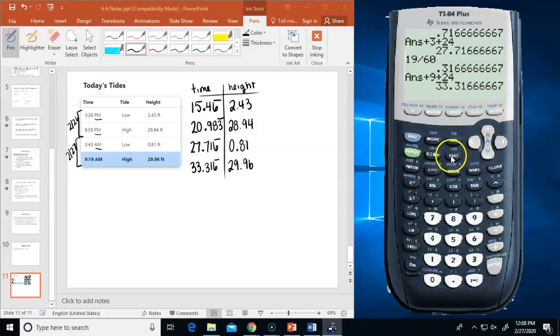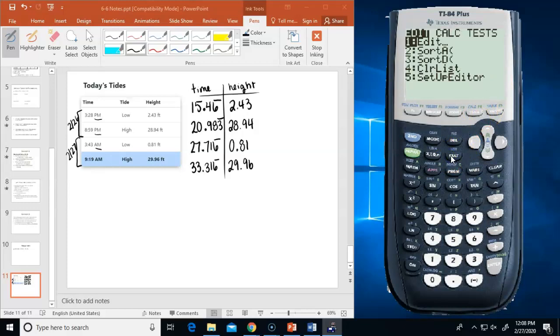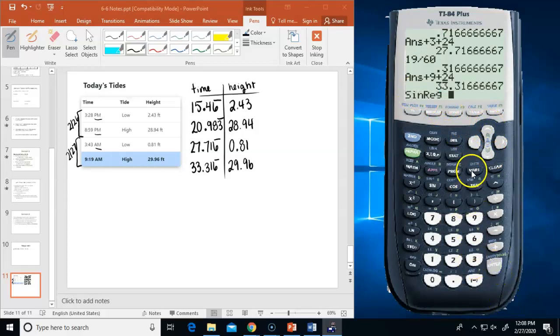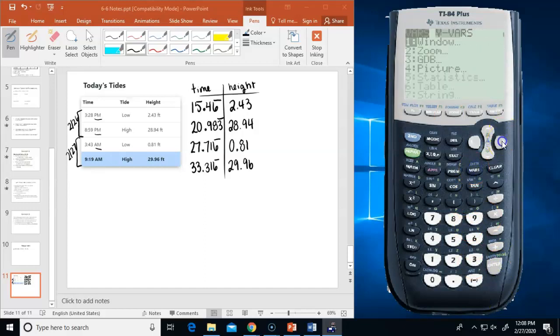So we're going to go to Stat and then over to Calc, just like we do with all regressions. And if you scroll down, you have a sine regression for C. I think it's the last one. If you just hit the up button, it'll get you there first. So sine reg, and then you're going to click to store it. You're going to click vars, over to yvars, enter, enter, enter.